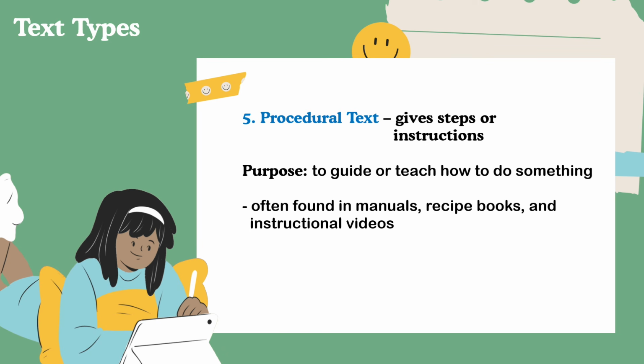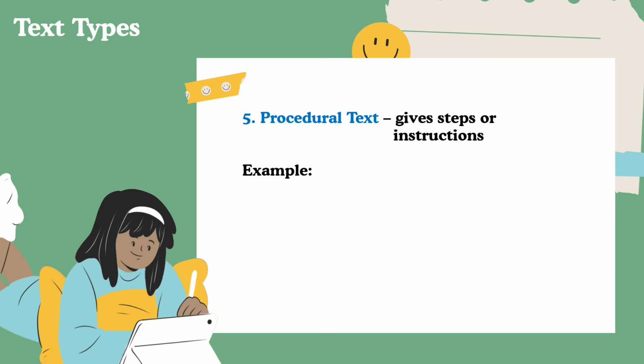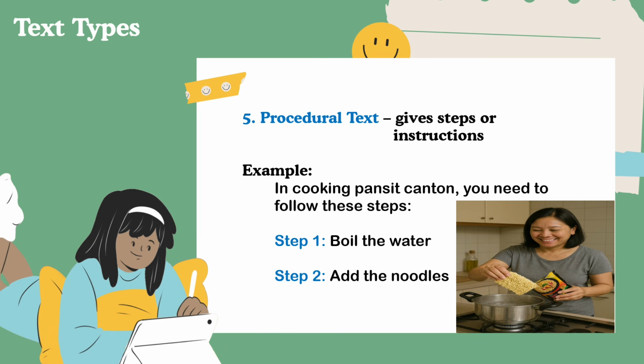The structure of a procedural text commonly follows a clear order of steps, often numbered or listed, making it easy for the reader to follow along. It may also include tips, warnings, or additional notes to ensure the task is completed safely and correctly. Example: in cooking pancit canton, you need to follow these steps. Step 1, boil the water. Step 2, add the noodles.